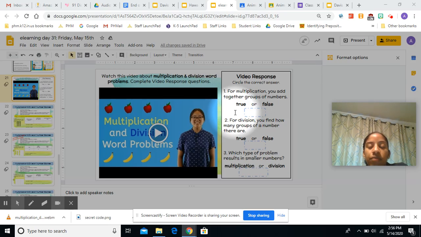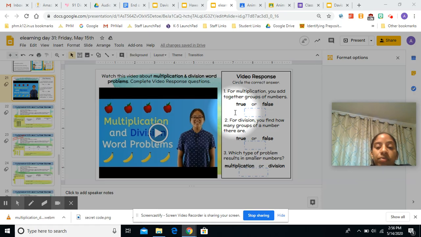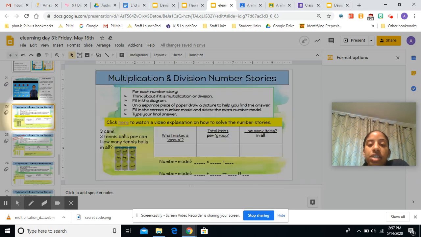Question 1 says, for multiplication, you add together groups of numbers. Yes, that's true. And then your answer will always be a big number. Number 2, for division, you find how many groups of a number there are. That is true. You take a large number, divide it into equal groups, and end up with another smaller number. So that means for question 3, which type of problem results in smaller numbers? The answer is division.